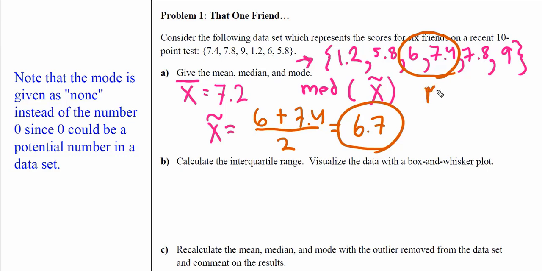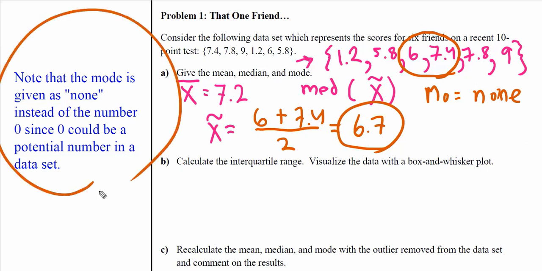The mode for this problem is going to be none. There is no mode. Please take note of this note I have on the side here. Do not say the mode is 0, because 0 can be a data point sometimes. One of these friends could have actually gotten a 0 on the test. That would have been a data point. So don't say the mode is 0, because that means most of the students got a 0 on the test.